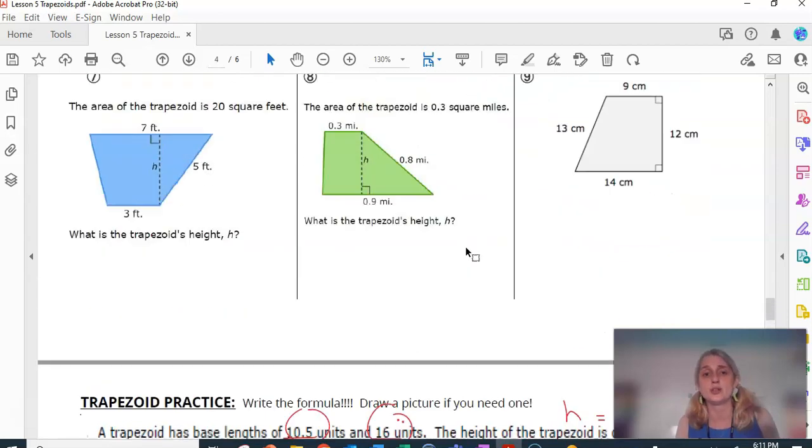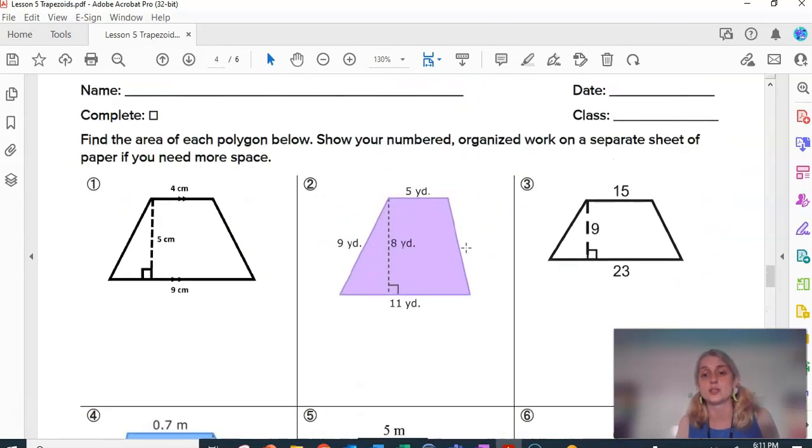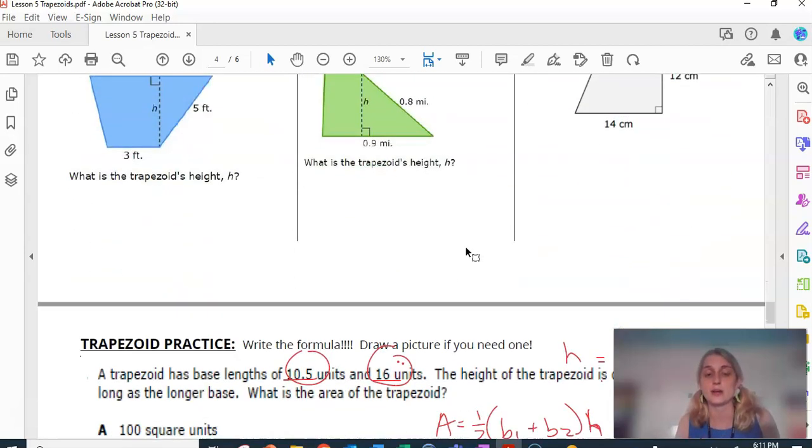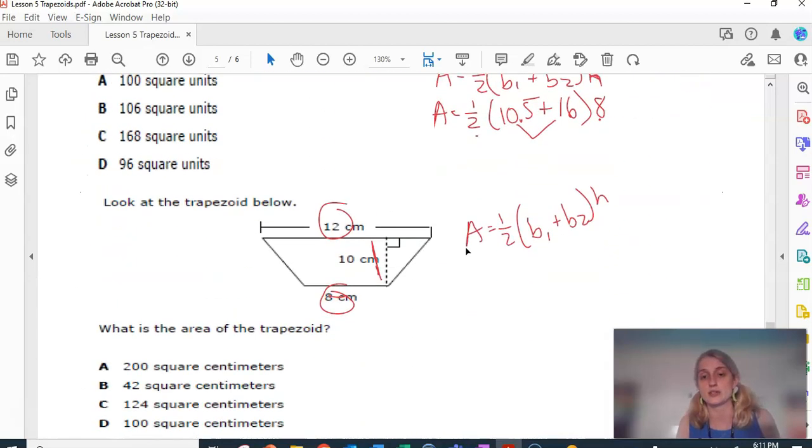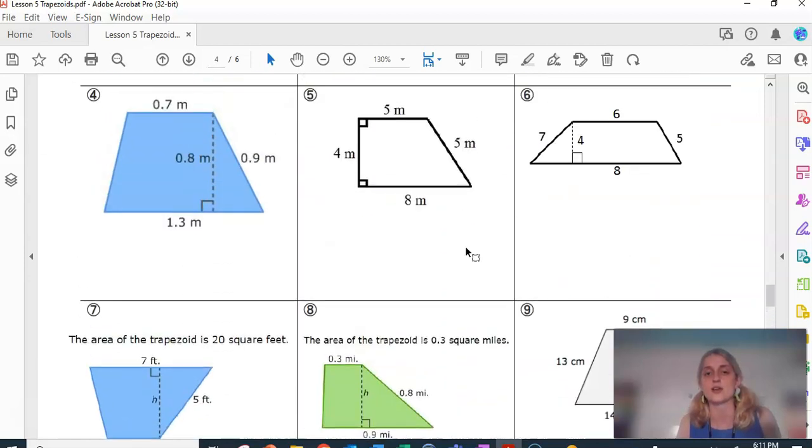If you do this page, where every single one of these has your formula, has your substituted numbers for the variables, and you solve it on every single one of these problems, then you get a homework pass. If you do this page, but not this one, no homework pass. This was not homework. It is optional. If you don't feel like doing it, you don't have to. All right, good luck.